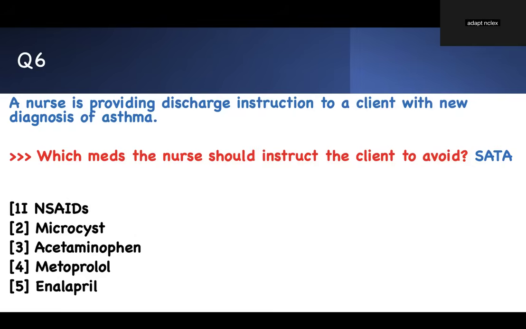Mucolytics will give them more secretion. There's no secretion in asthma that can cause bronchospasm. They should avoid it. Acetaminophen is good. If you avoid NSAID, then you should take acetaminophen. Methylxanthines is what? Beta blocker. But what? It's a selective beta blocker, which is good in asthma. That means what? Bisoprolol, atenolol, and metoprolol. These are medications that asthma patients can take, even though it's a beta blocker.